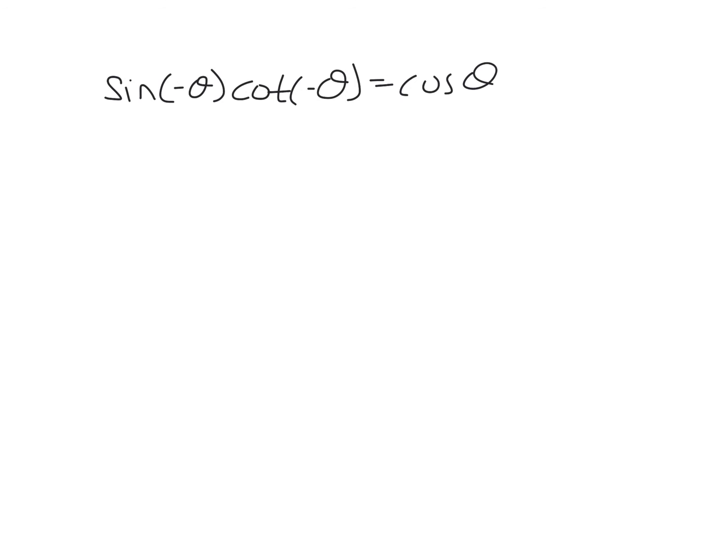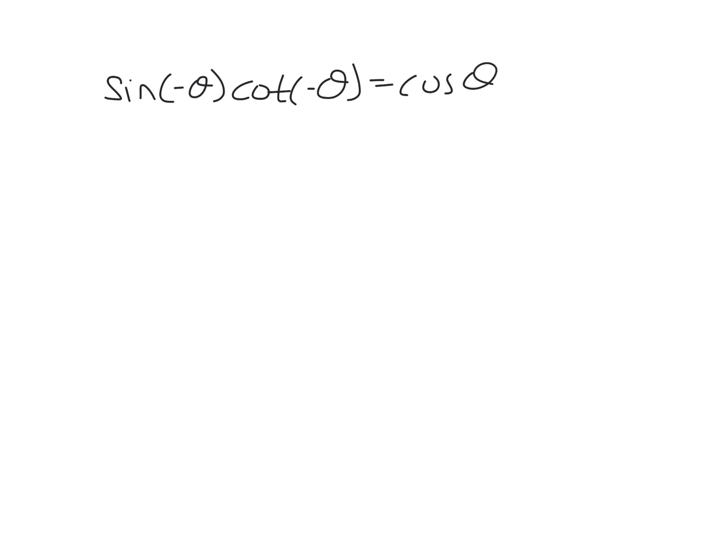So prove this is true. Sine of negative theta times cotangent of negative theta is equal to cosine theta. So we know that sine of negative theta is equal to what? Is it even or odd? We know that it is odd.